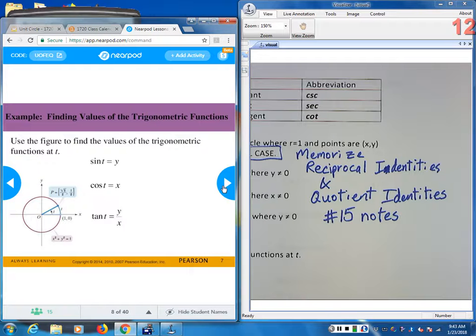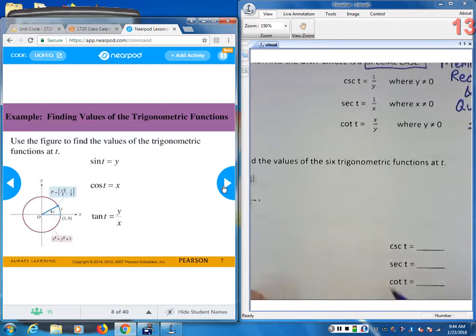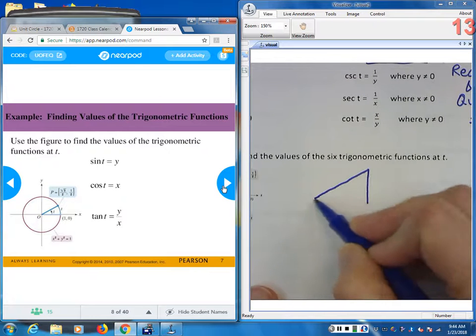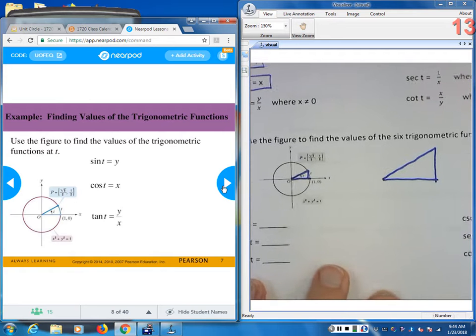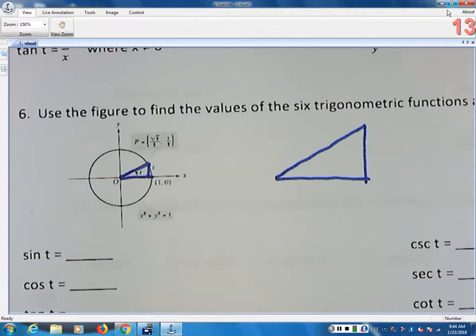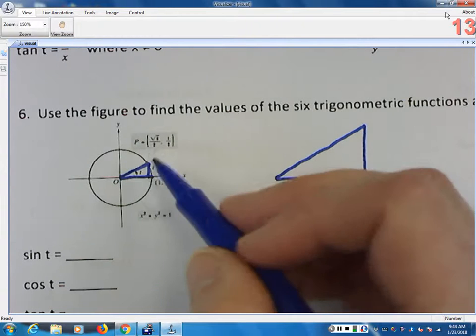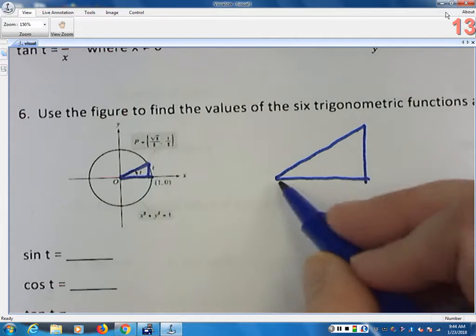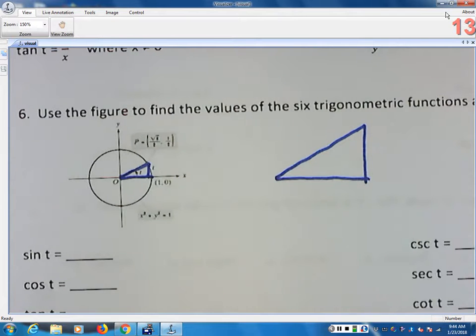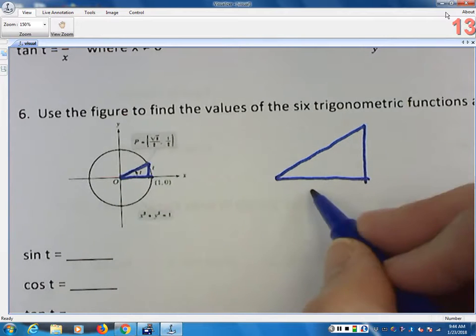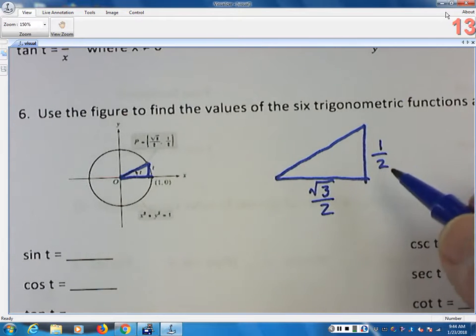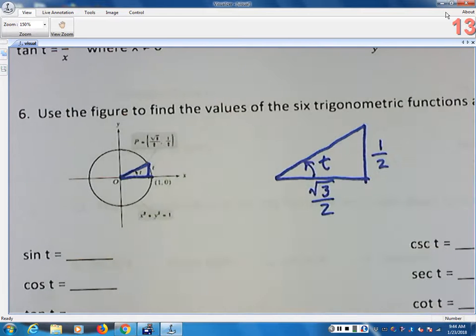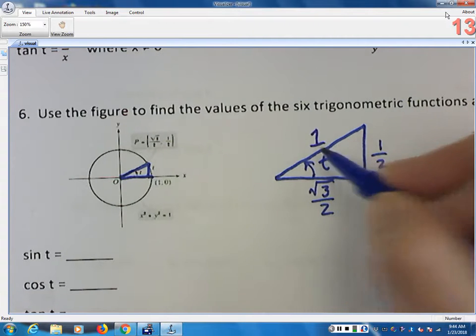I'm not going to go through this whole next example, but I will make the triangle bigger. Make a triangle out of it. This is P, the square root of 3 over 2 is the x coordinate. So this distance is square root of 3 over 2, and the y coordinate is 1/2, and this is our t, the angle t. And the radius is 1 because this is a unit circle.